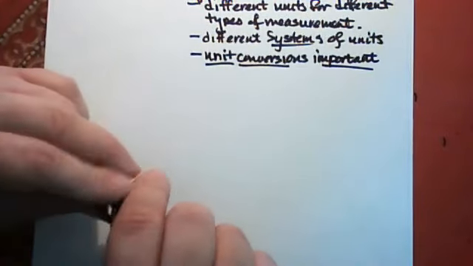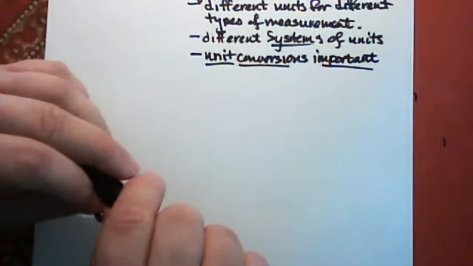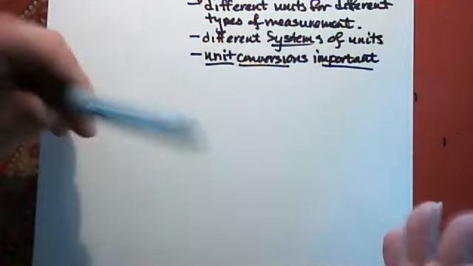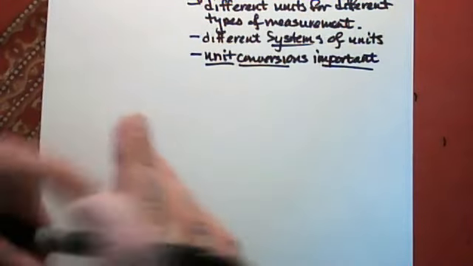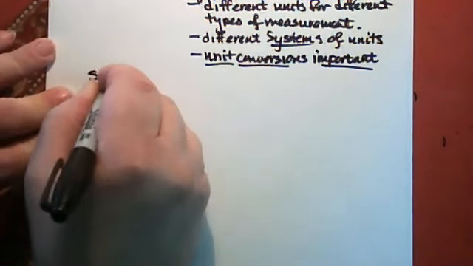Now within the metric system, it's pretty easy because everything is based on factors of 10. So once you know what the metric prefixes mean, the rest of it is pretty easy. So having built you up like that, we'll get into systems of measurement.